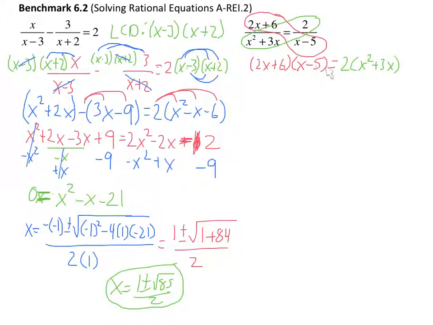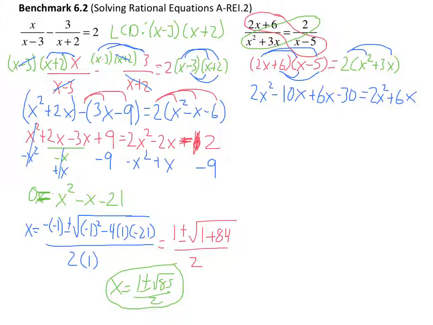And then we solve this. No fractions left. Hopefully you see some FOILing here. So we're going to FOIL this, and over here we're going to distribute. So let's see what we get here. We get 2x squared minus 10x plus 6x minus 30 equals, and on the right side we get 2x squared plus 6x.